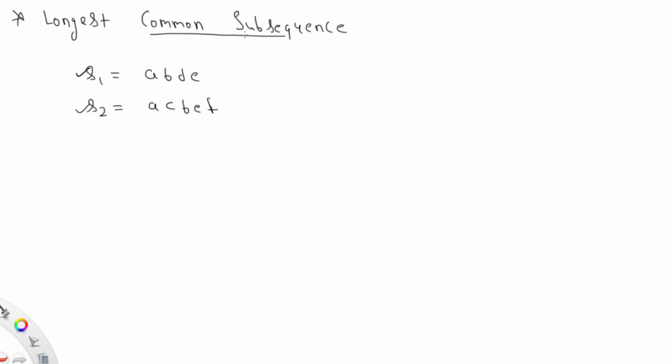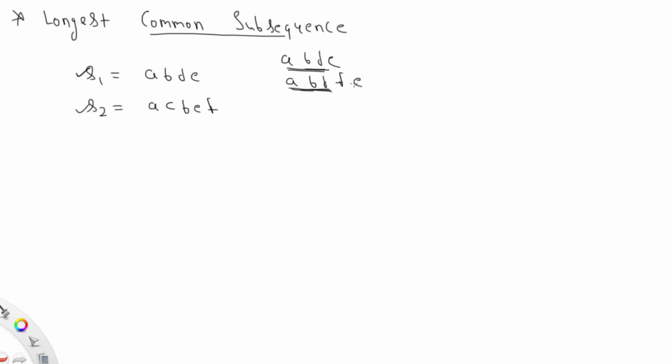You need to understand the difference between a common subsequence and a common substring. Let's say this problem was ABDE and ABDFE. In this, the longest common substring would be ABD, because this is the longest common substring we have. But here we are talking about the common subsequence.